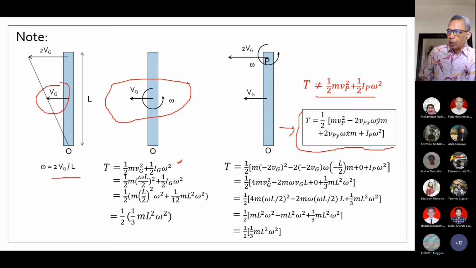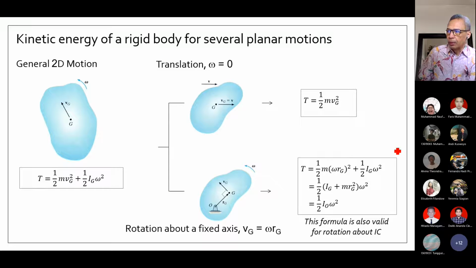Okay, and then you can use the equation for calculating the kinetic energy of a system consisting of several rigid bodies, but then you have to analyze kinematically the motion of each rigid body in a system and then calculate its kinetic energy based on the specific equation, specific motion of each rigid body, and then add them up to obtain the total kinetic energy of the system.